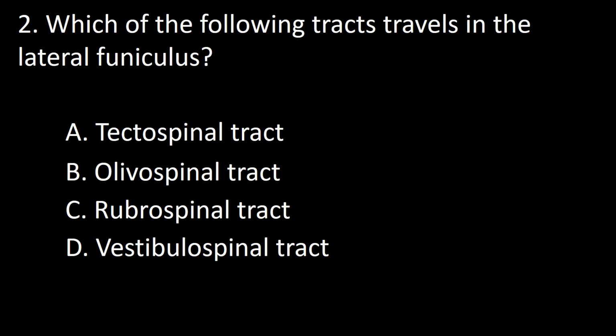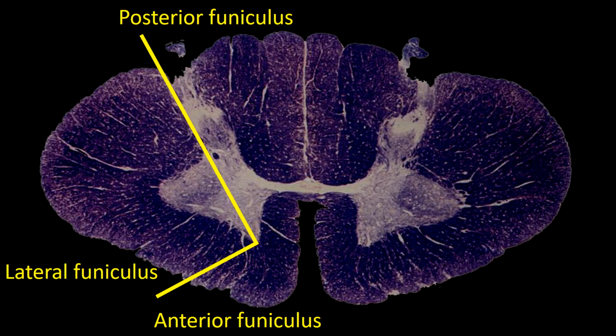Next question. Which of the following tracts travel in the lateral funiculus? A. Tectospinal tract, B. olivospinal tract, C. rubospinal tract, D. vestibulospinal tract. The lateral funiculus can be divided based on the location of the dentate ligament into anterior segment and posterior segment. In the posterior segment, here depicted in bright blue, and the largest is the lateral or main pyramidal tract in command of voluntary movements for the limbs.